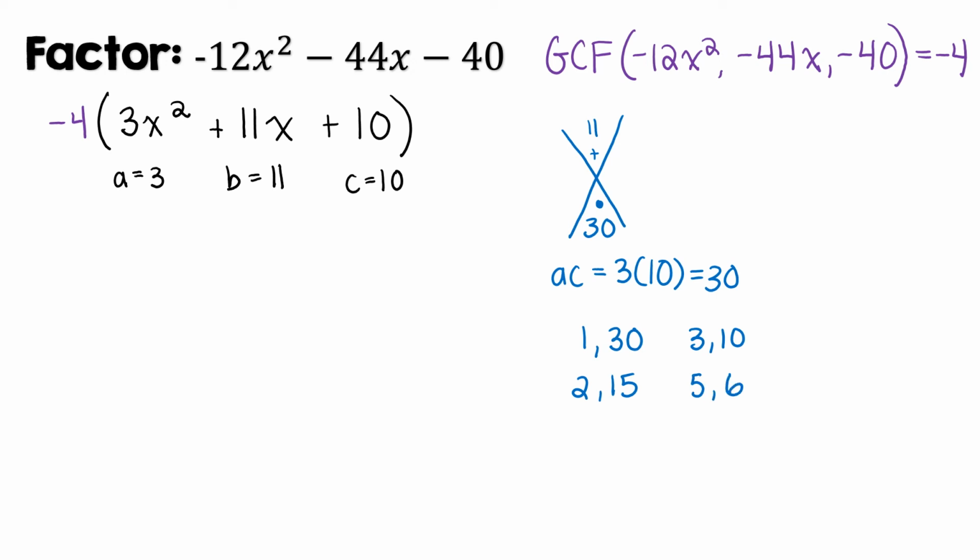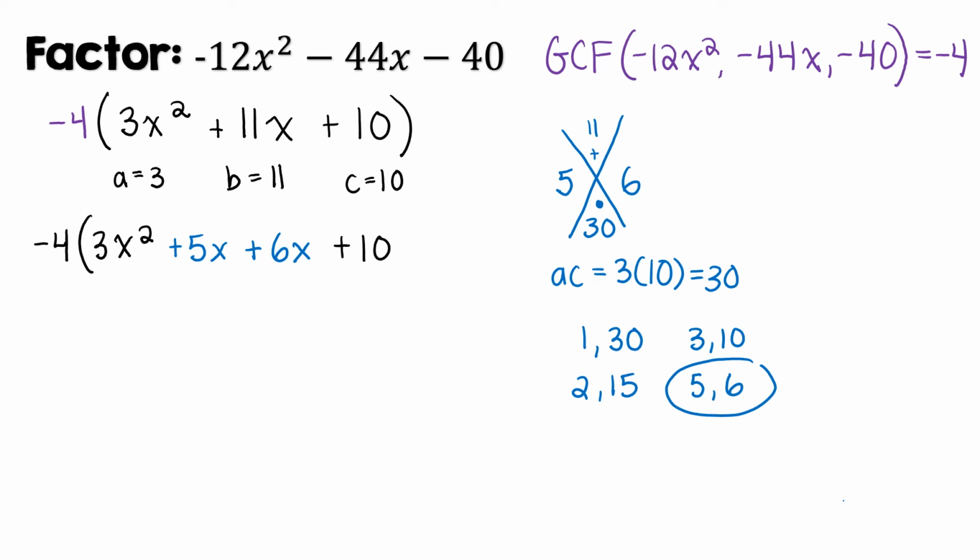And we need to choose the pair of factors that adds to 11. So that's 5 and 6. And these will be the coefficients we use to split up that positive 11x. So we have negative 4, don't forget your greatest common factor, times 3x squared plus 5x plus 6x plus 10. And now we can factor by grouping. So we have negative 4, and now I'm changing to brackets so my groups are easier to see, times my first group is 3x squared plus 5x, and my second group is 6x plus 10.